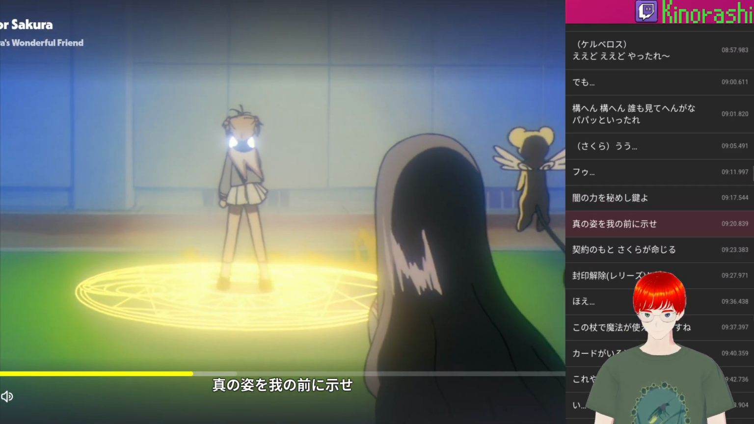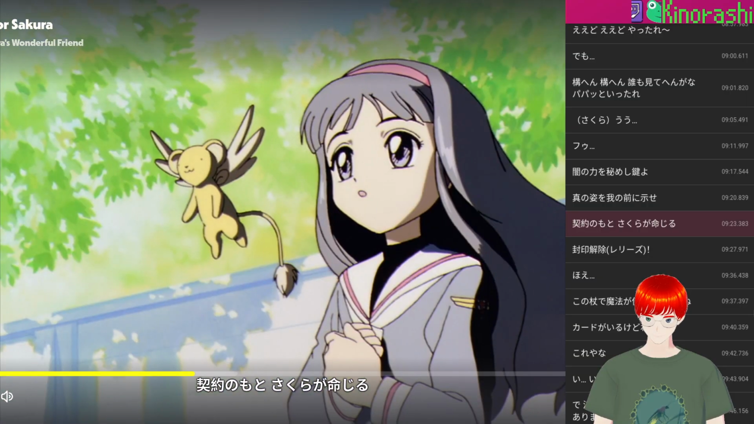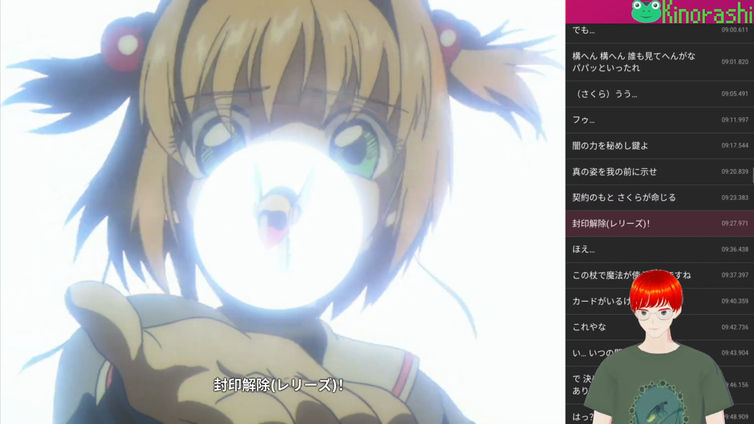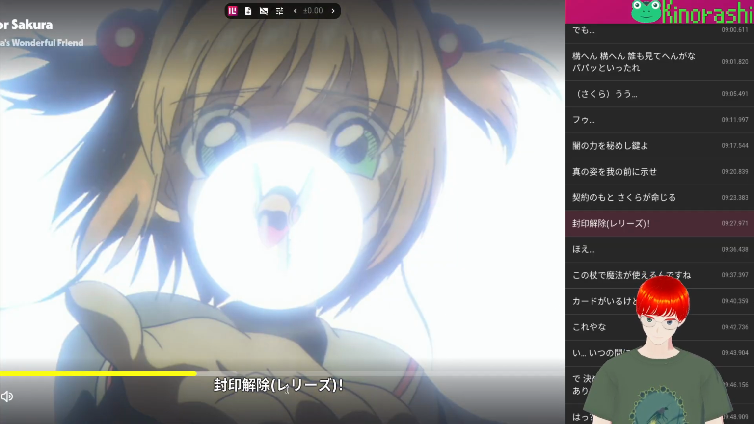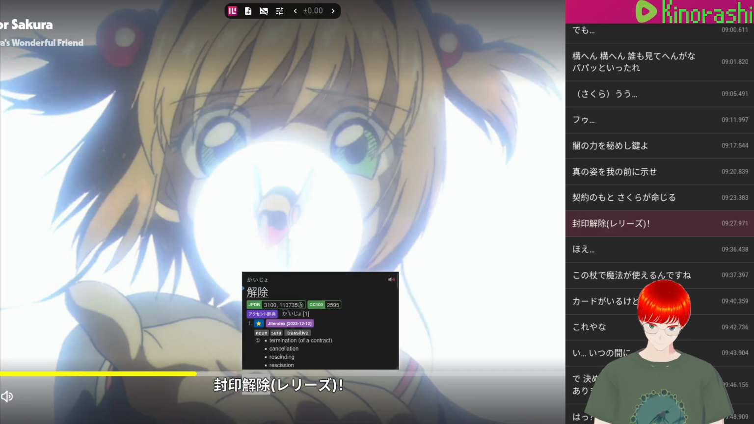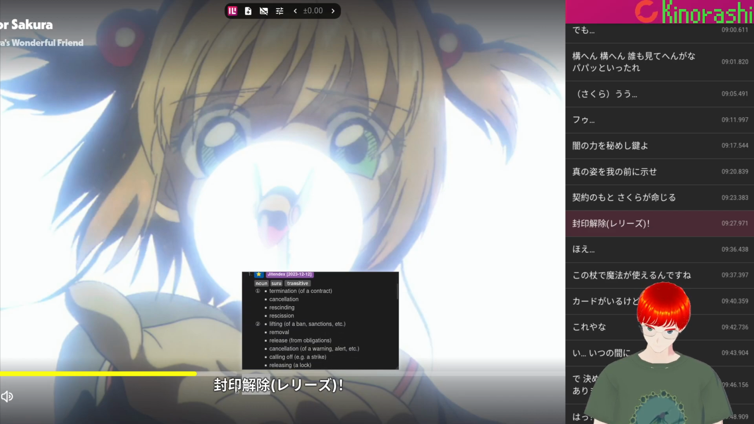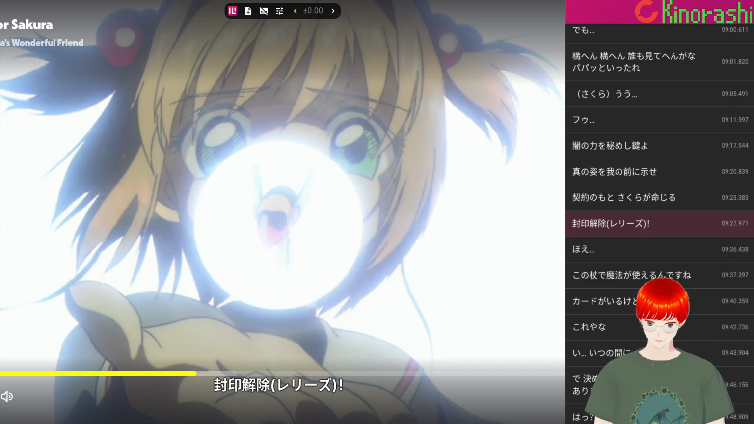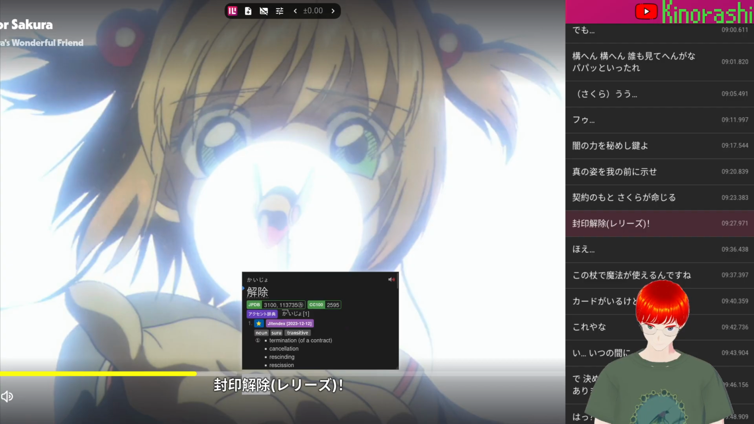Ready, release. This is an English borrowed word, of course, and this is some kanji of what the English word is supposed to be. Fuin, kaijo. So seal, rescinding, or canceling. In other words, you're releasing a seal. So seal canceling. Fuin, kaijo.